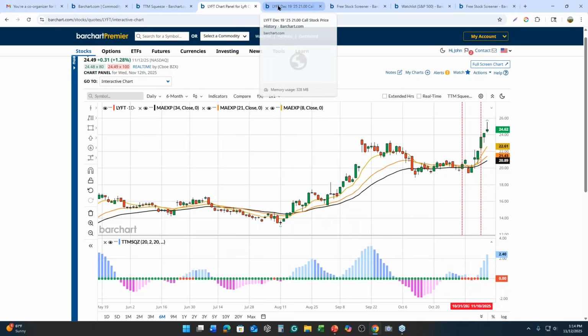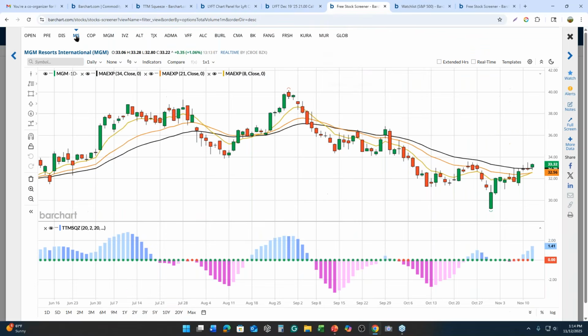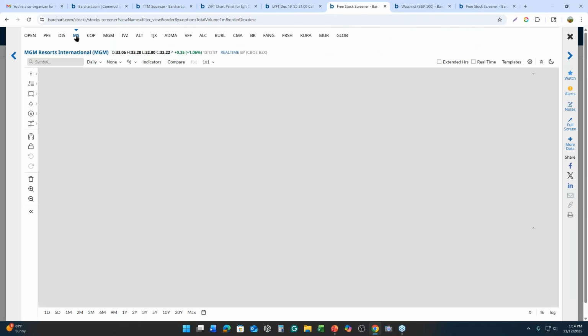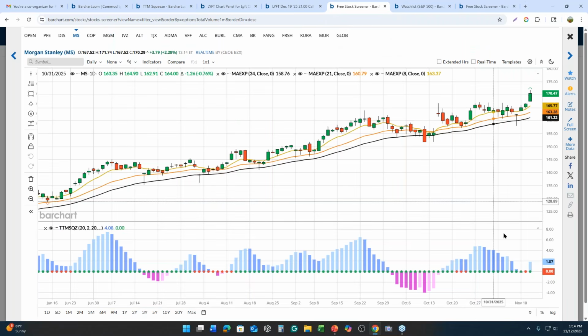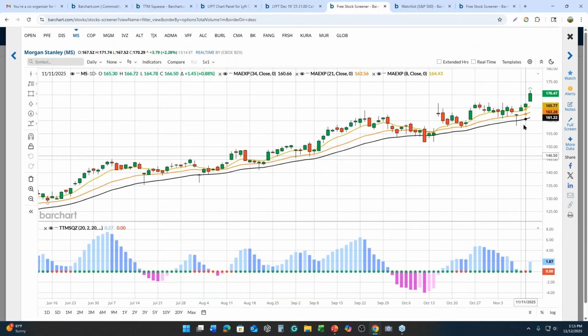So I did a scan from our TTM squeeze page, and I want to show you another example. Again, here we can see a red dot, then a firing, our blue bar, and again, you can see our stacked EMAs.